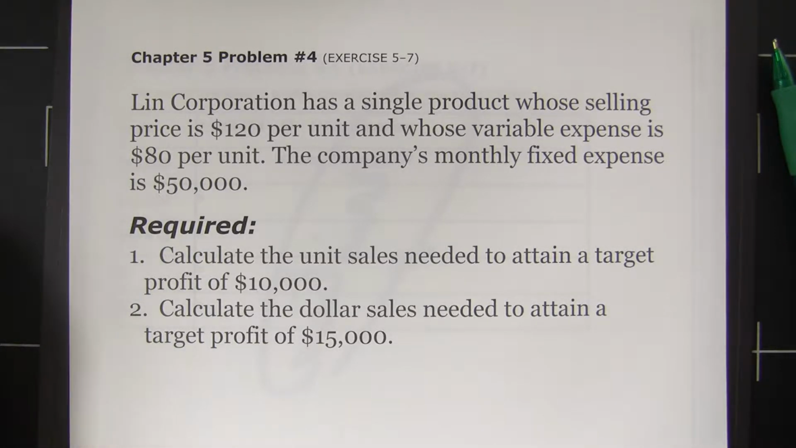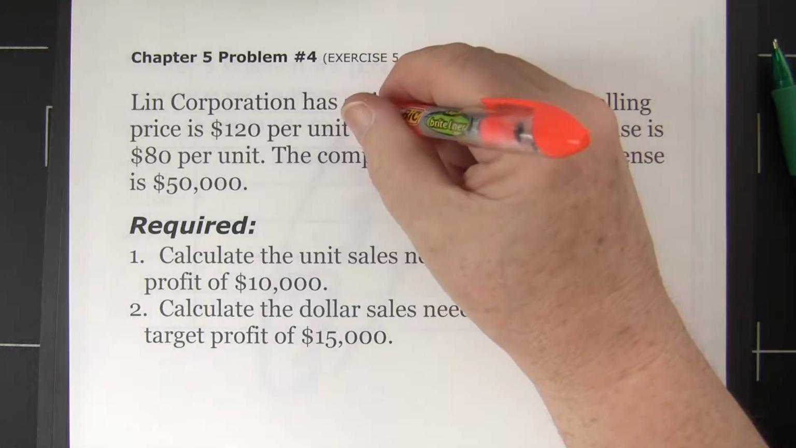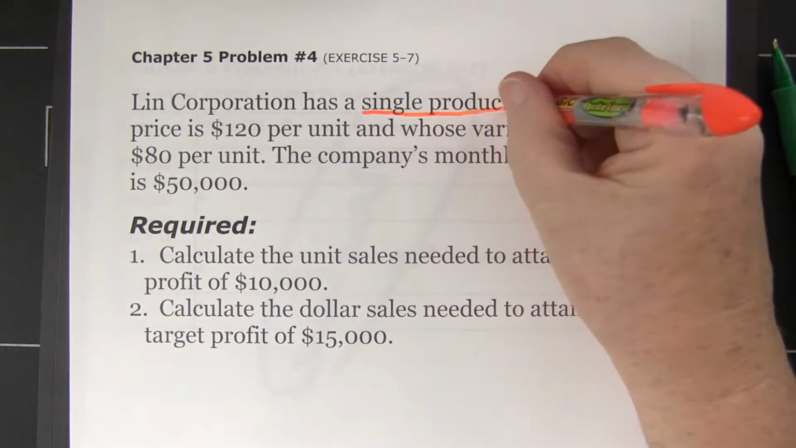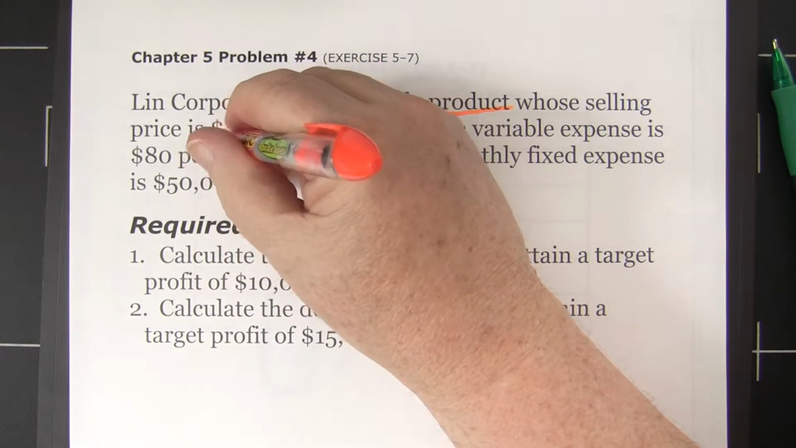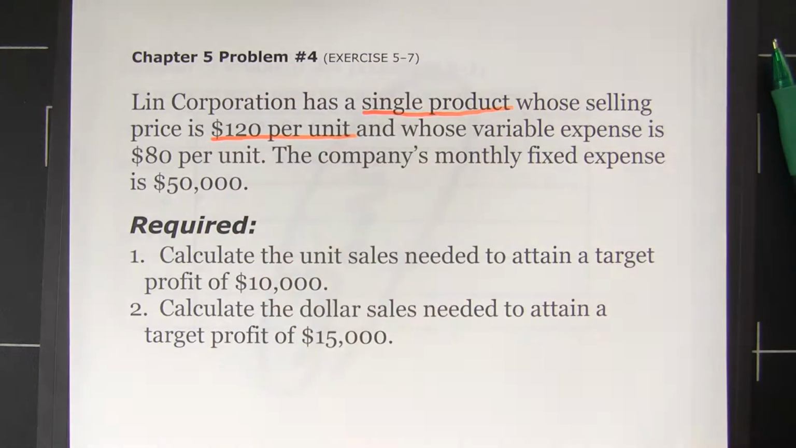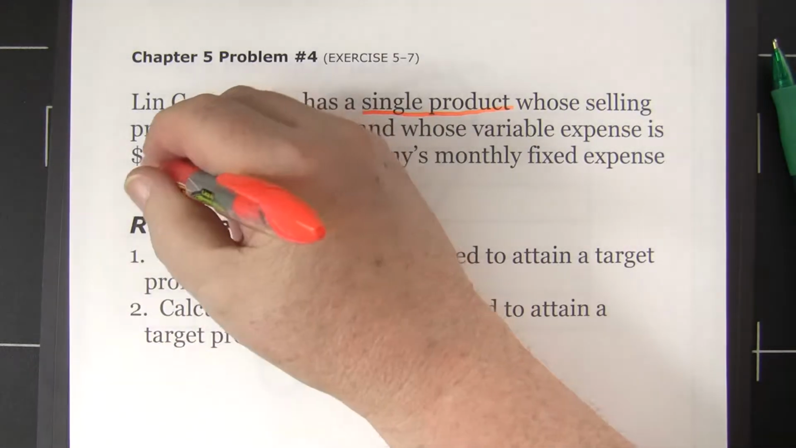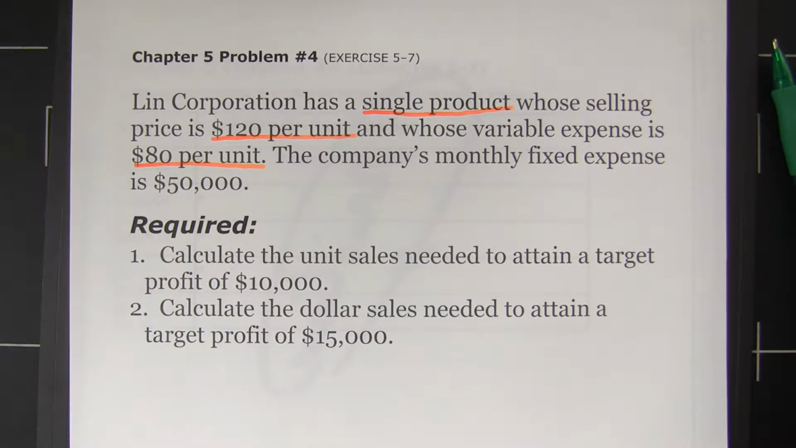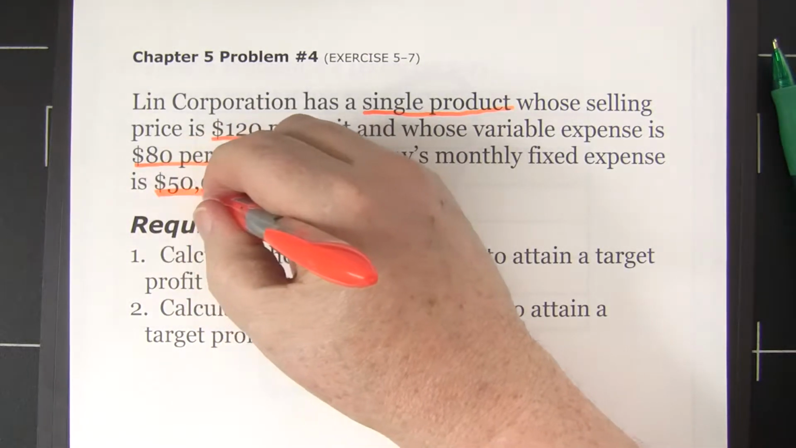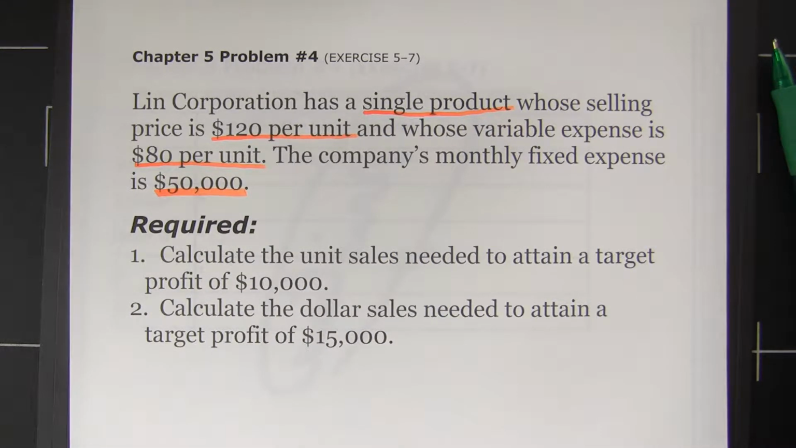Chapter 5, Problem 4. This is exercise 5.7 in your text. It gives us the following information. This company has a single product, so we don't have to worry about weighting, W-E-I-G-H-T. Its selling price is $120 per unit, its variable expense is $80 per unit, and the monthly fixed expense is $50,000.